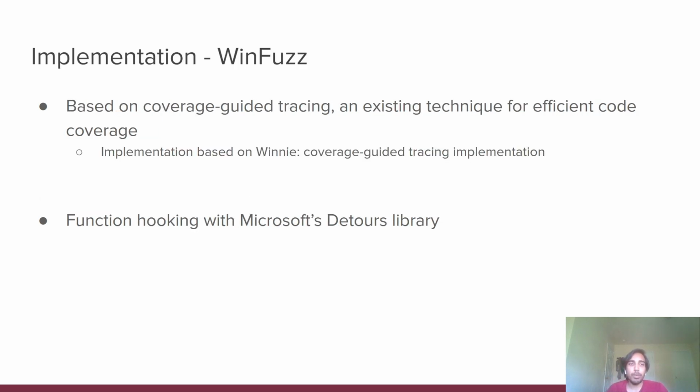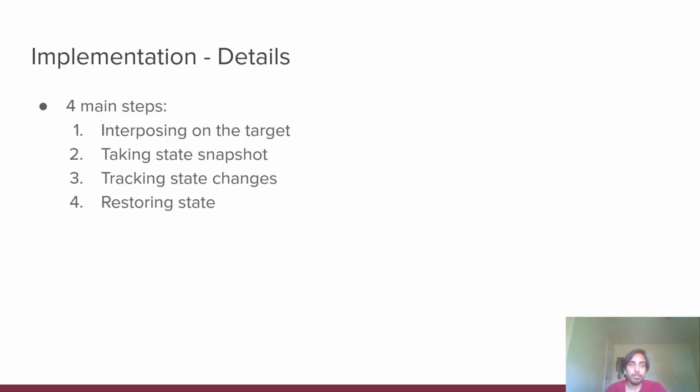So we call our implementation WinFuzz. Now WinFuzz is based on the coverage-guided tracing technique, which is an existing technique for getting code coverage efficiently from a target. We base our implementation on Winnie, which is one of the most popular Windows-based fuzzers and implements the coverage-guided tracing technique. In order to hook function calls in the target, we use Microsoft's Detours library, which is an open-source function hooking library for Windows.